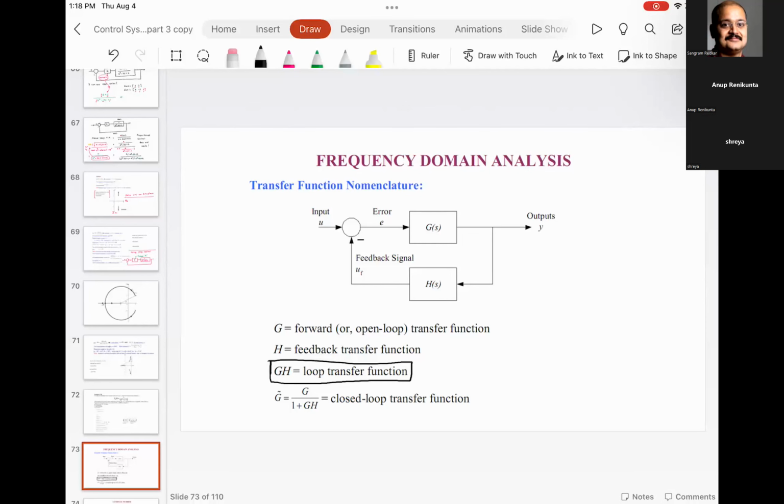So we deal with something called the loop transfer function. This loop transfer function is the product of the feed forward or open loop transfer function and the feedback transfer function. Now I want to emphasize this because please understand, you have the open loop transfer function G of S. We try to convert this open loop transfer function into a closed loop transfer function. So this becomes G of S, H of S.